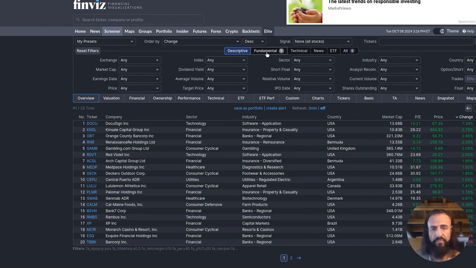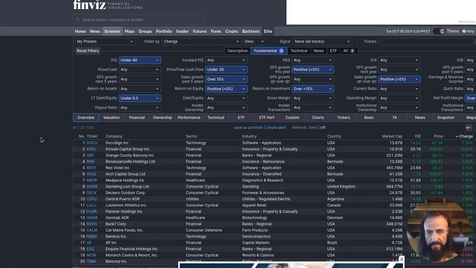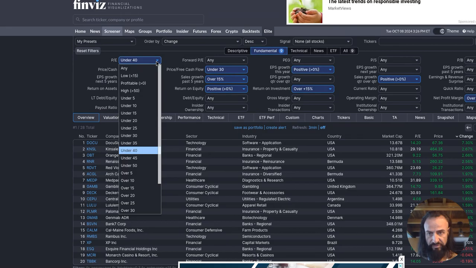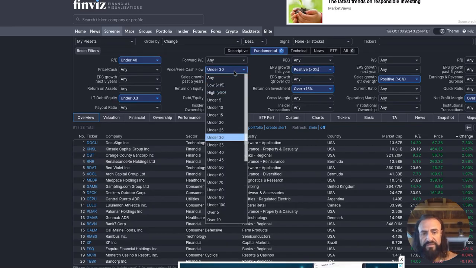Next, which is more important, is the fundamentals. Usually I don't buy anything which is over 40 PE. But of course you can change that number. If you feel comfortable with buying stocks that are 50, 60 PE, you can change that here. Same thing applies for the price to free cash flow. I don't buy anything over 30. Again, you might change that.